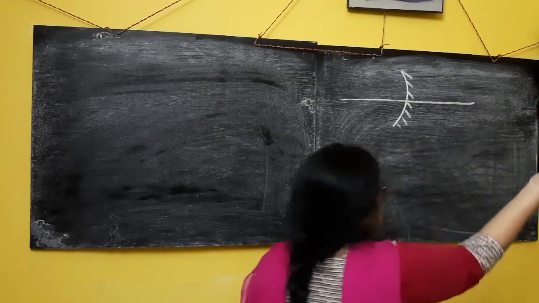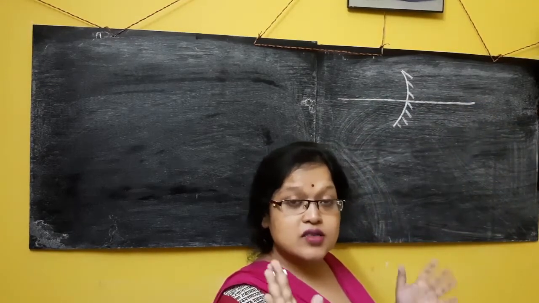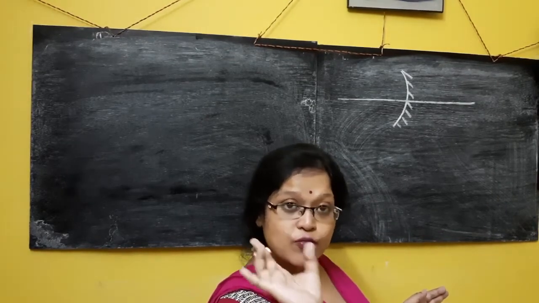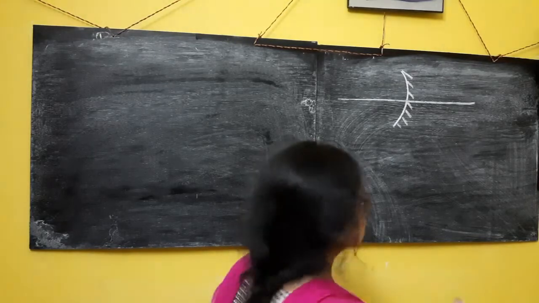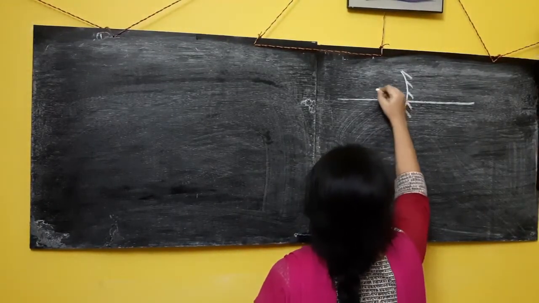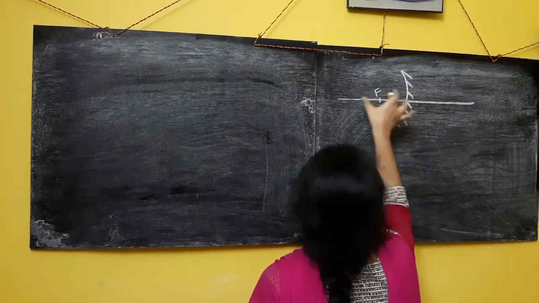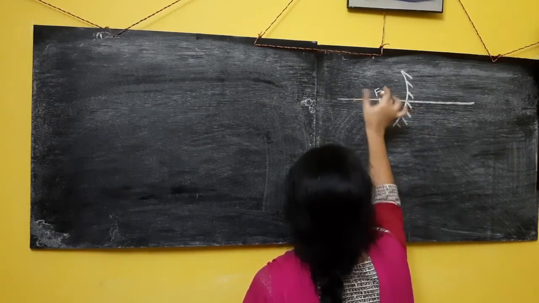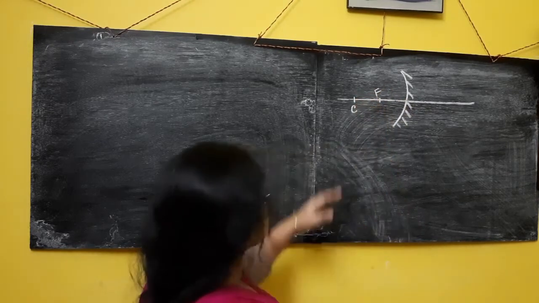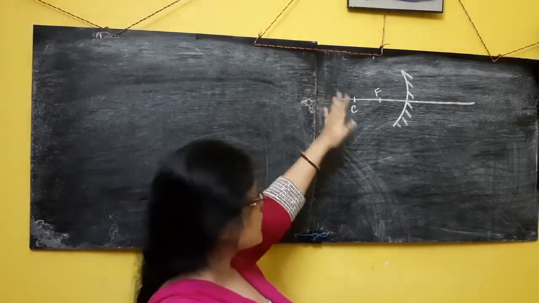From my many years of experience, I can draw directly, but don't try this kind of stunt in the exam. Use your ruler to make proper measurements. So suppose this is the focus F, and twice of F will be C. Clear? Suppose my object is somewhere away from the radius of curvature.